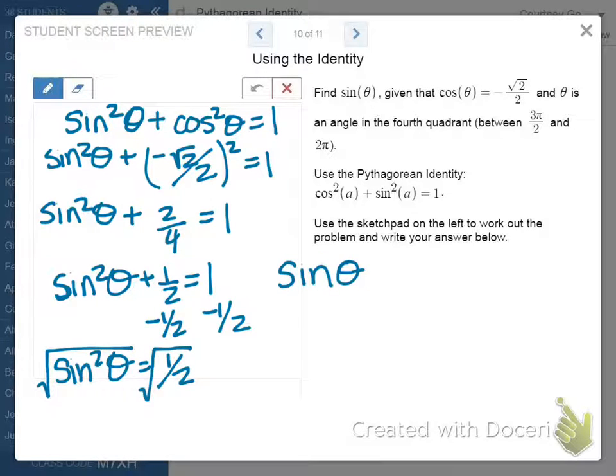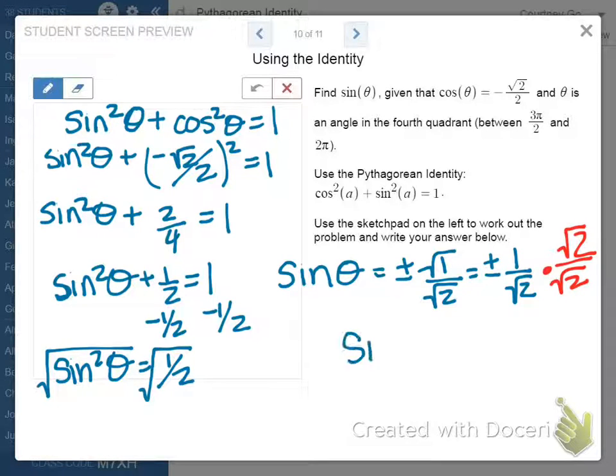I take the square root of both sides, and when I do that, I take the square root of the top and then the square root of the bottom. So this is plus or minus square root of 1 over the square root of 2, which just equals plus or minus 1 over rad 2, but remember we like to rationalize our denominator. To do that, I multiply top and bottom by the square root of 2, so I end up with sine theta equals plus or minus square root of 2 over 2.